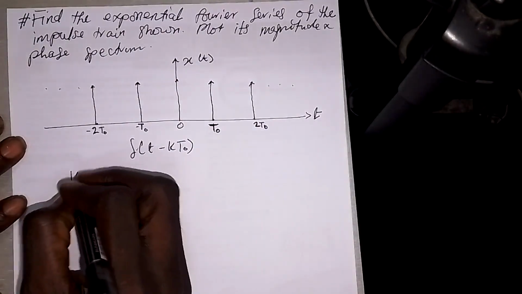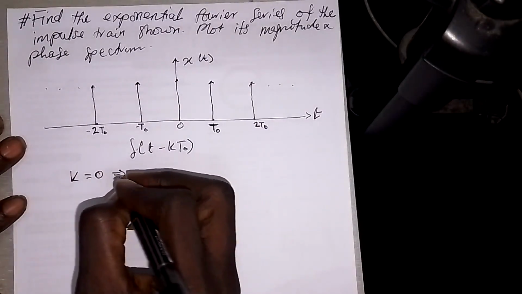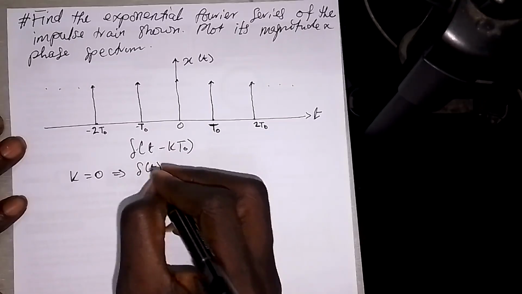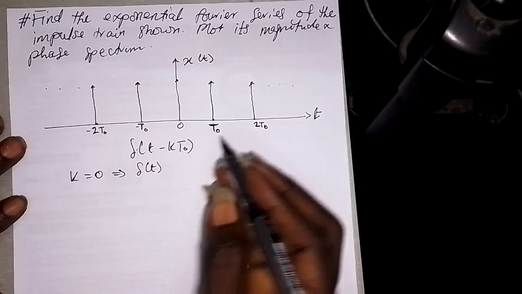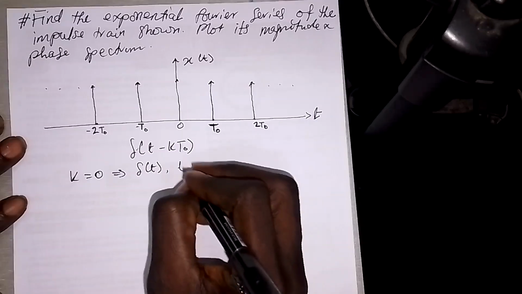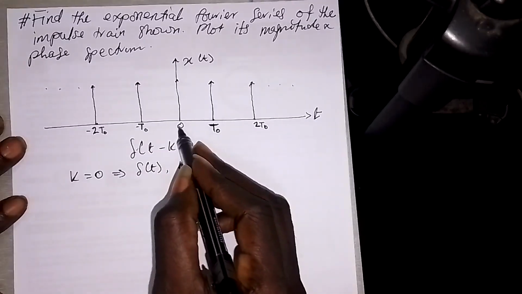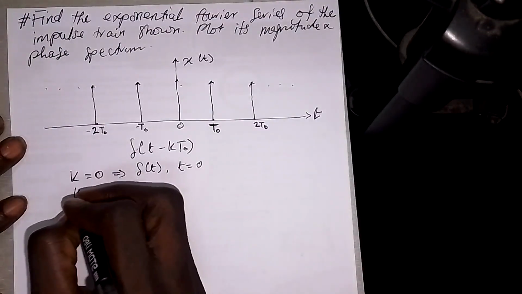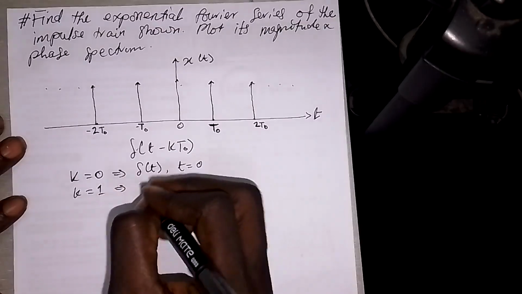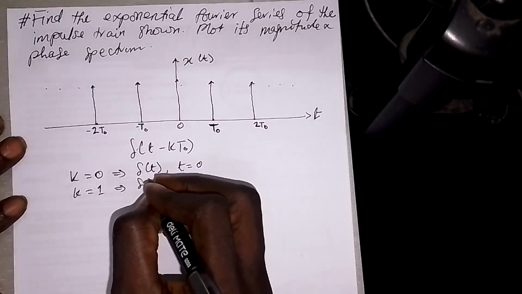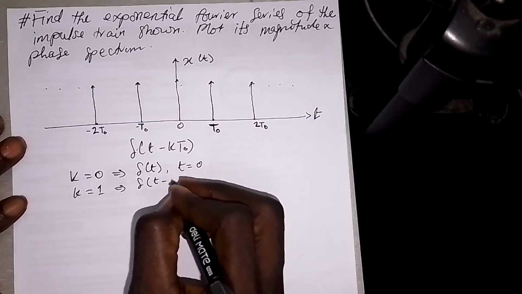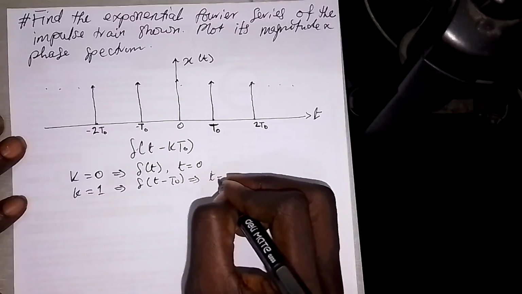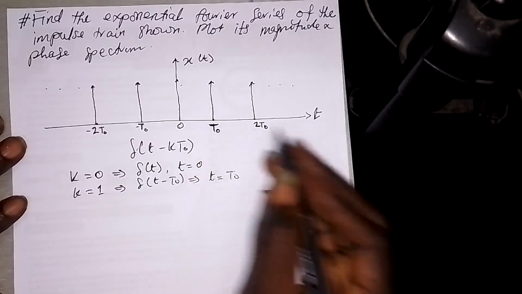Let's say if k is equal to 0, then we have delta of t. Delta of t means that t is equal to 0, which corresponds to this particular impulse. Now if k is equal to 1, then we have delta of t minus t naught. That means t is equal to t naught, which corresponds to this impulse.